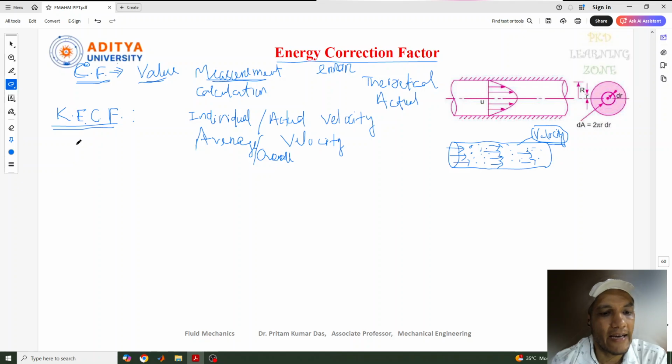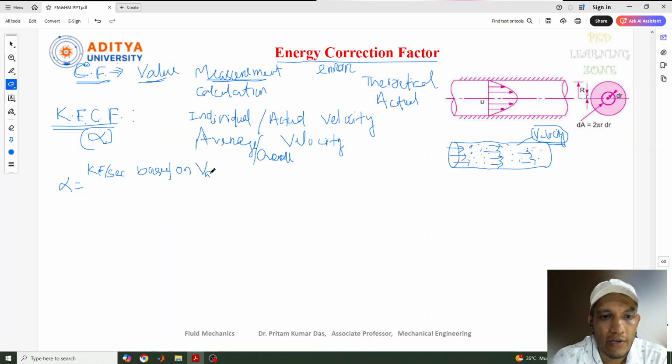So the kinetic energy correction factor is denoted by alpha, and alpha can be defined in this way: the kinetic energy of the flow per second based on the actual velocity, V actual, divided by the kinetic energy of the flow per second based on the average velocity.